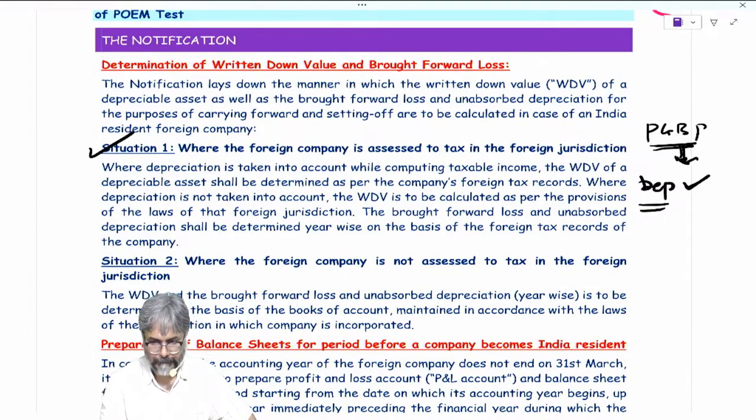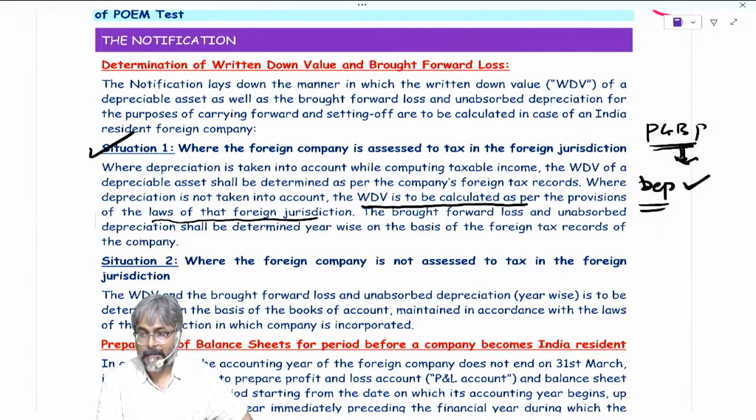So what is the answer, students? They have told you the WDV is to be calculated as per the provision of what? The laws of that foreign jurisdiction. One should say thank you to the government, isn't it? A huge laborious exercise is saved in the process. Otherwise, you could just imagine what would have been the exercise in this context. So the WDV is to be calculated as per what? The provision of the laws of that foreign jurisdiction.